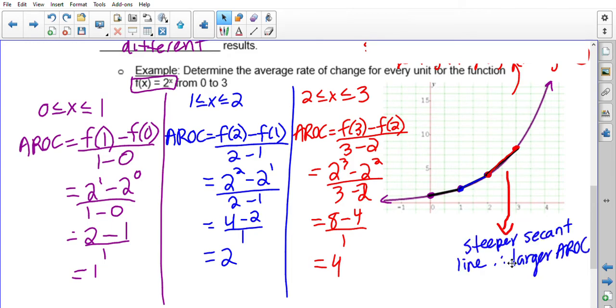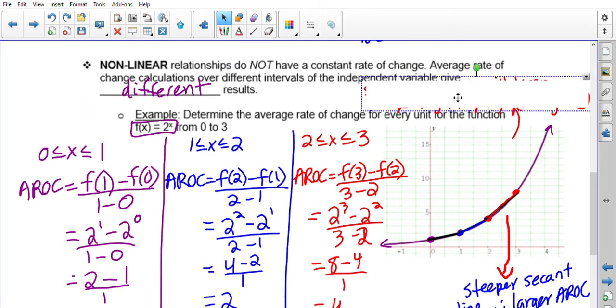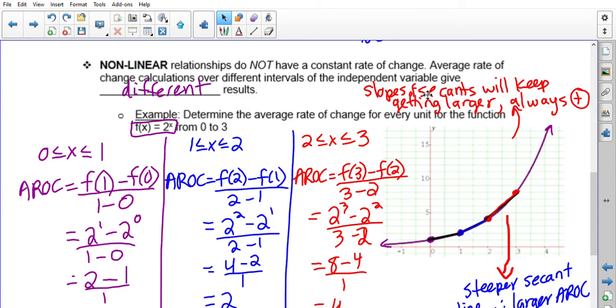So we can see here, the steeper the secant line means the larger the AROC. So we can see the red was steeper than the blue, and our purple here, which I just have in black for now, we knew this was going to be a larger value, and it was, right? It went from 1 to 2 to 4. Okay, so the slopes of the secants will keep getting larger and always positive. So if I kept going and going, the numbers are going to get even larger and larger, and they're still going to be positive because this exponential graph is always increasing.